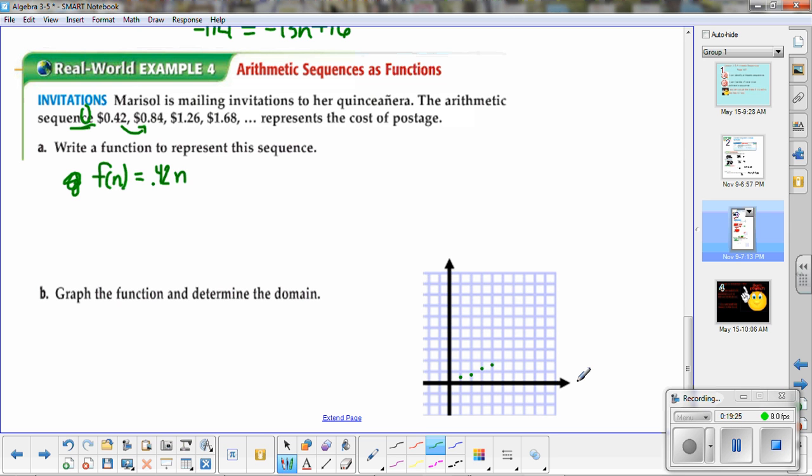And those should fall in a straight line. Mine look a little bit off, but they should be in a straight line. The domain, remember, domain is the x values of a function, and it wouldn't make sense to mail half of an invitation, so the domain is going to be like this. It's going to be 0, 1, 2, 3, and then we can just put the dots to show that it keeps going like that.